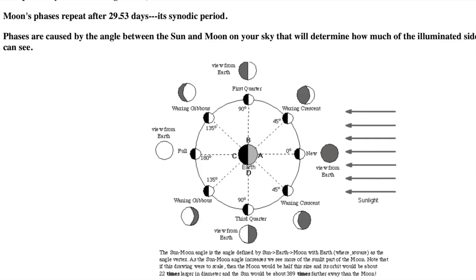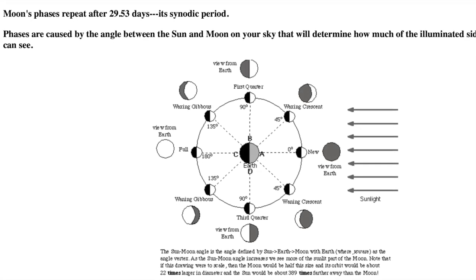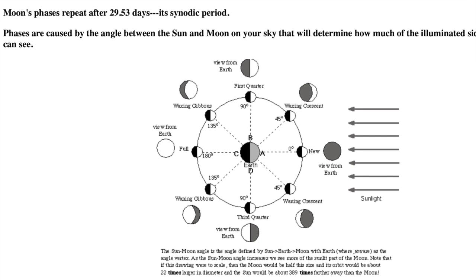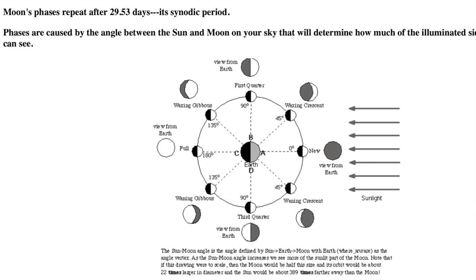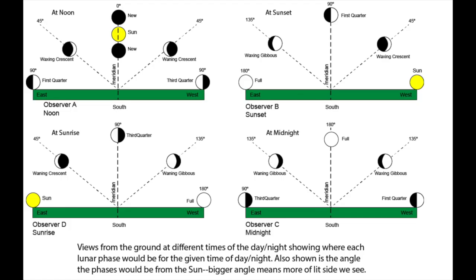in the west. 6 hours later, the person would be at position C and it would be midnight, facing directly away from the sun. 6 hours later, the person would be at position D and would see the sun rising in the east. The next picture below shows the views from the ground for the different times of day and the angles the moon makes with the various phases.